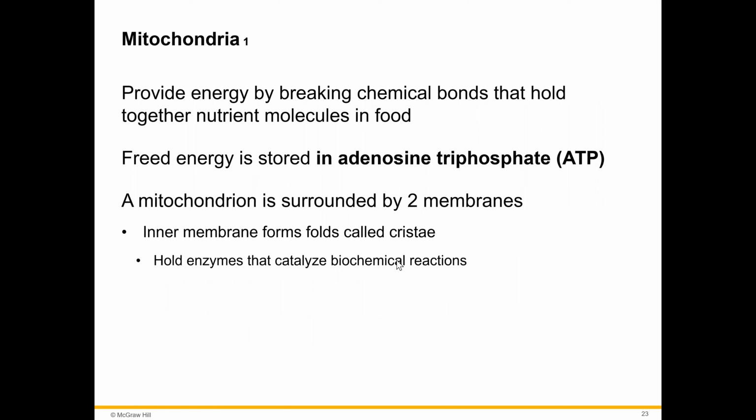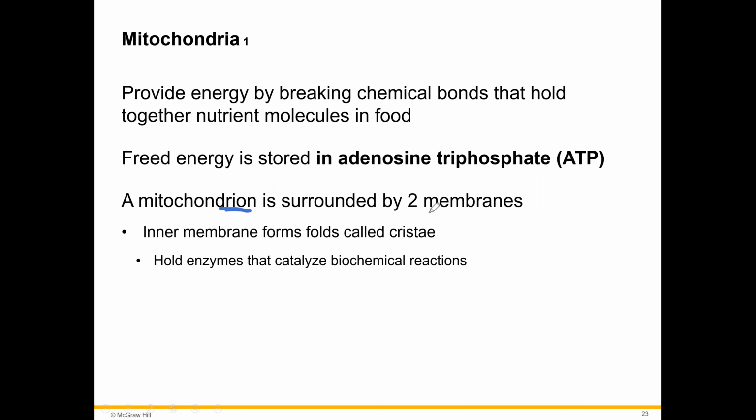Another organelle, mitochondria, provide energy by breaking chemical bonds that hold together nutrient molecules in food. So what mitochondria do is take food, for example sugar, break the sugar and release energy to make these molecules called ATP, adenosine triphosphate. So the energy is stored in the form of ATP.